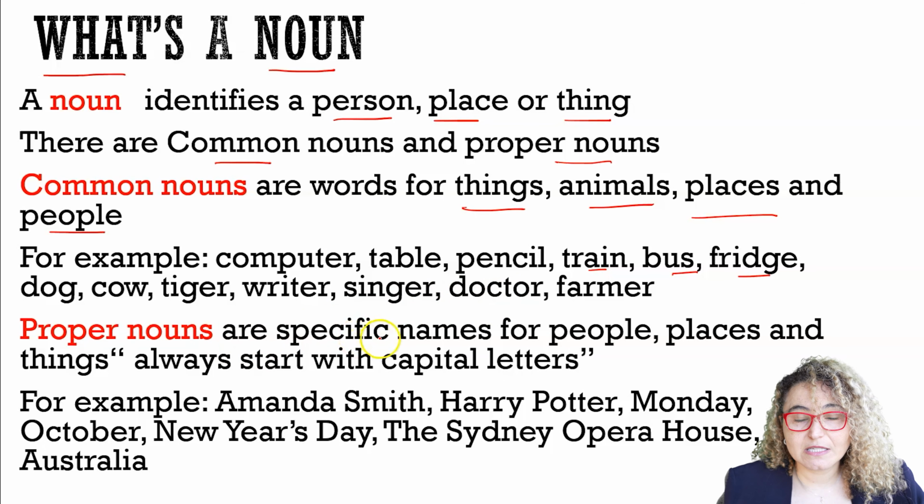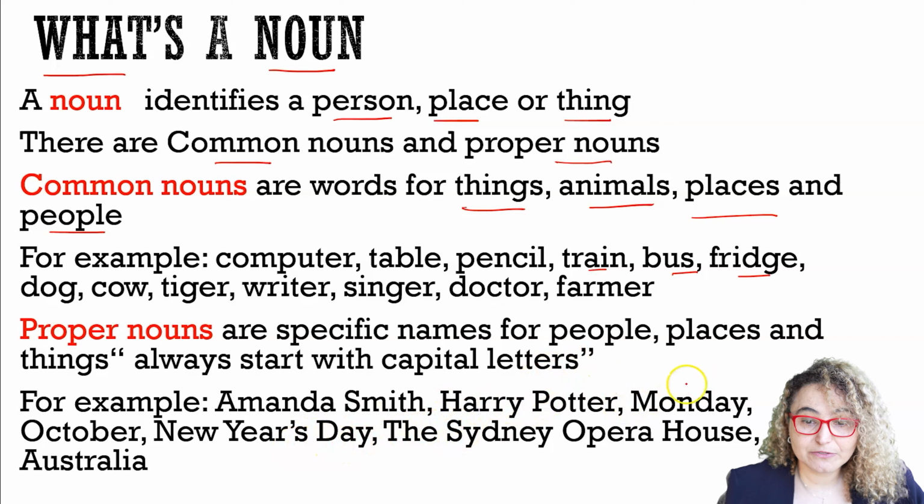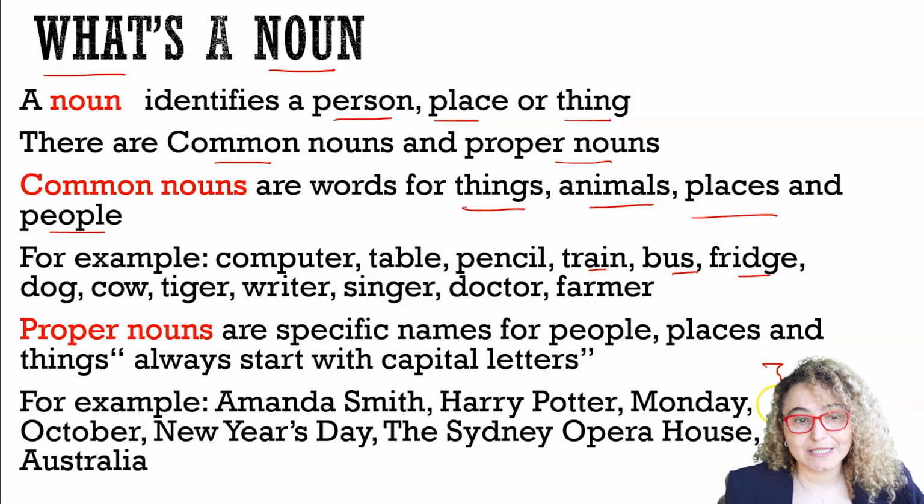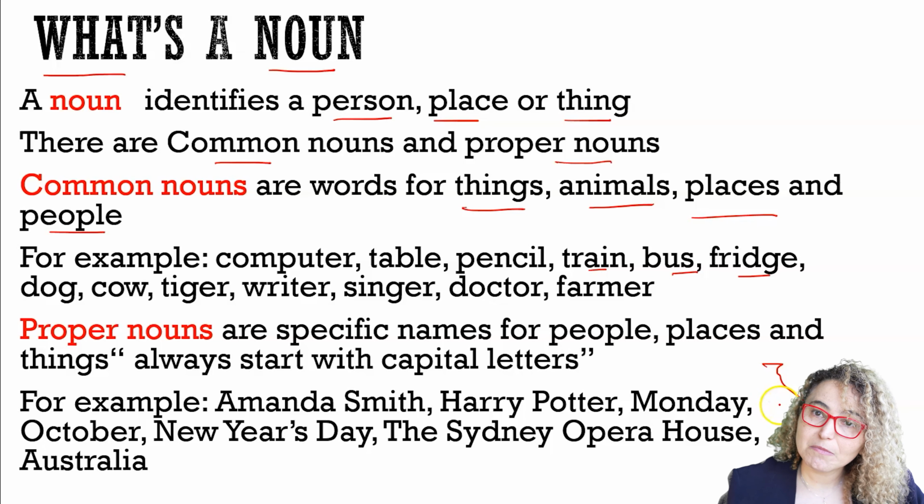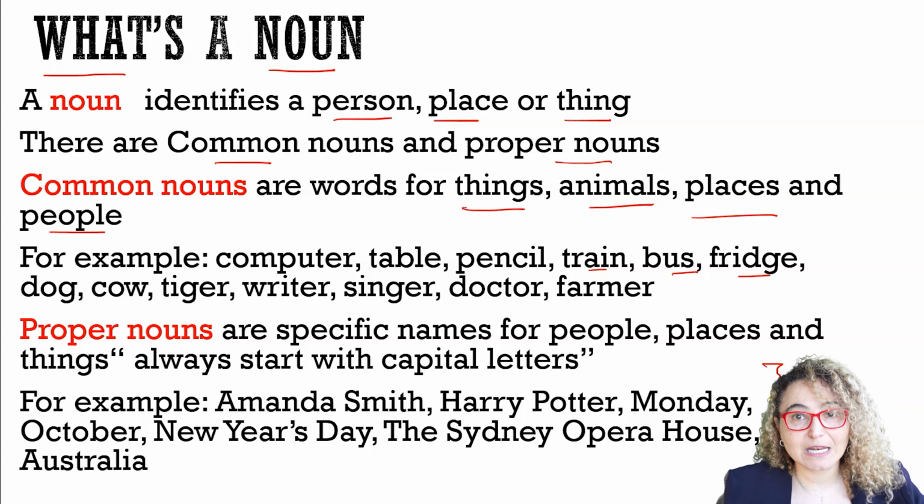Proper nouns are specific names for people, places, and things. Specific names. For example, Amanda Smith, Harry Potter, Monday, October, New Year's Eve, the Sydney Opera House, Australia. So these are called proper nouns. They're specific names. So your name will be a proper noun in English. Okay? The common nouns are words for things, animals, places, and people.